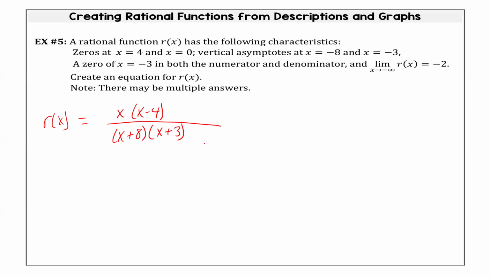All right. And then it says a zero at x equals -3 is in both the numerator and in the denominator. So that's another factor of x plus 3. And then this one is squared.